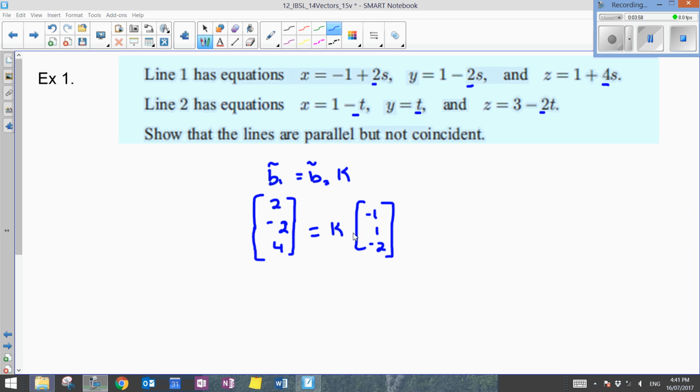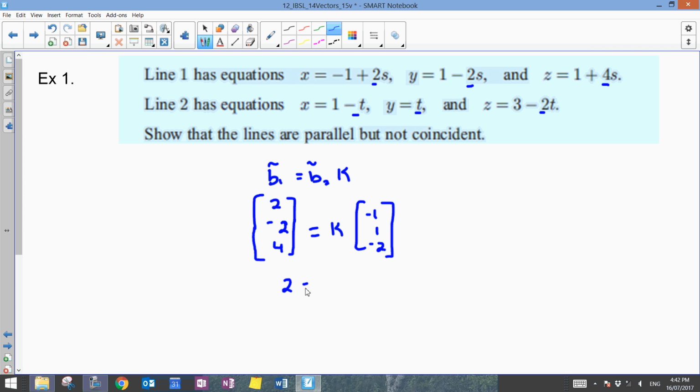All right, so they are equal to each other. So (2, -2, 4) is equal to (-1, 1, -2) times a scalar, so the direction vectors are scalar multiples. If we look at the first x component, 2 equals -1k, so k equals -2. Let's see if that actually works: -2 equals -2 times 1, yes, and 4 equals -2 times -2. So yes, they are parallel, because they are equal by a scalar.